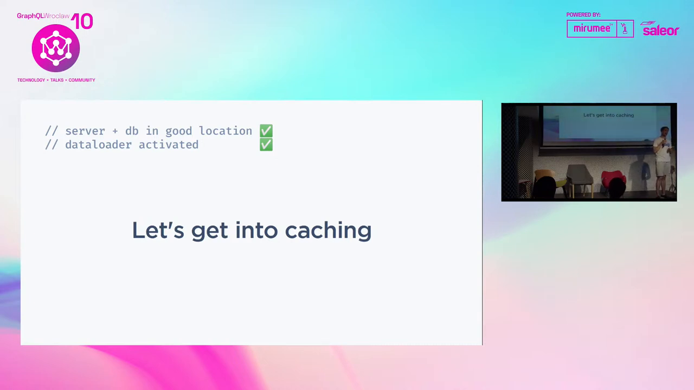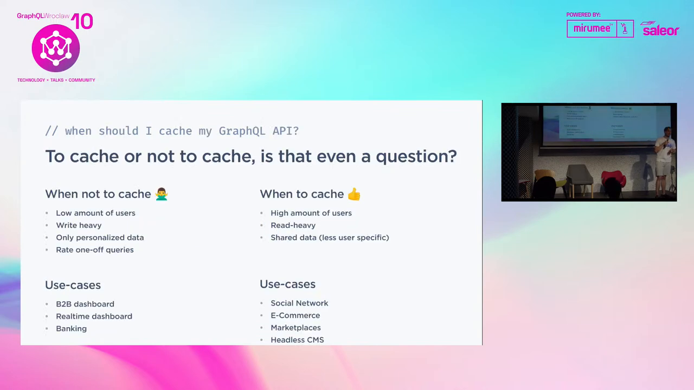So let's have a look at caching. It turns out that I'm actually a founder of a caching company, but I want to tell you when not to use it, because caching can be complicated. It can make a really big impact on your performance, but sometimes it's not worth it. So when is it not worth it? It's not worth it when you have a low amount of users, it's write heavy, very personalized data, or you have one-off queries. So basically, when you can't have a high cache hit rate, it's not that useful. And if you, for example, have a dashboard that only three people open, maybe you don't want to implement it.